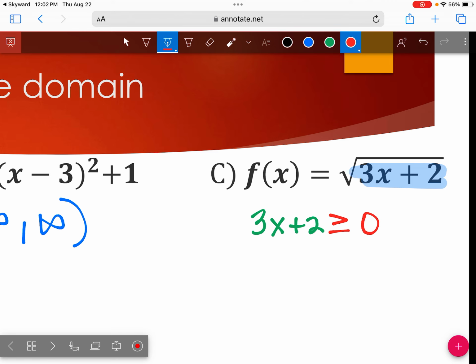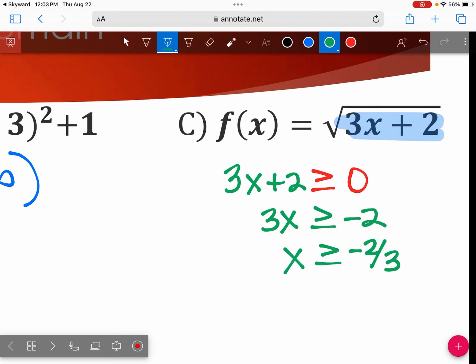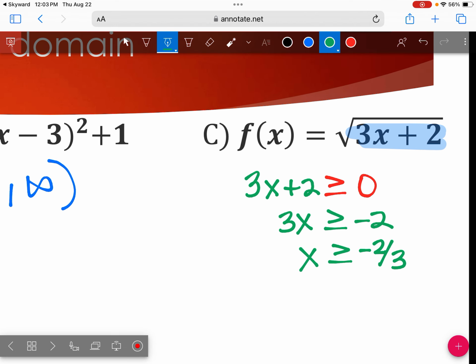Leave our answer as a fraction. We're going to subtract the 2 and divide by 3. Do I need to flip my inequality? No, because I divided by a positive. So this means x has to be my domain. This is my domain right here.